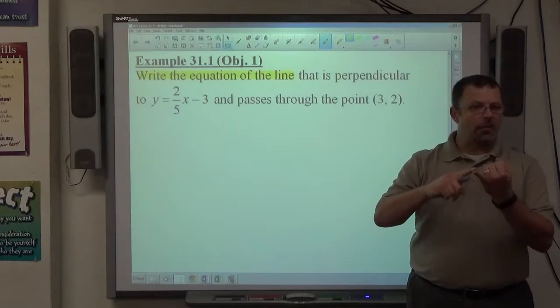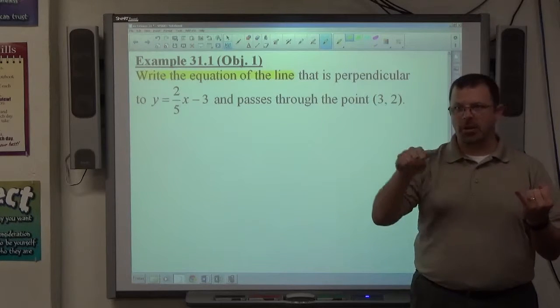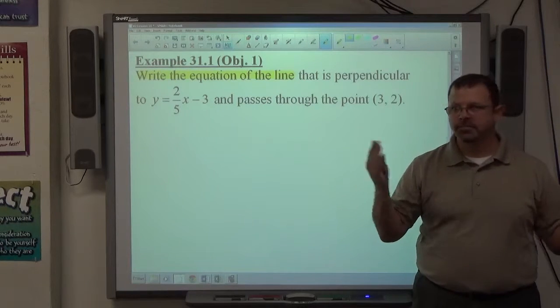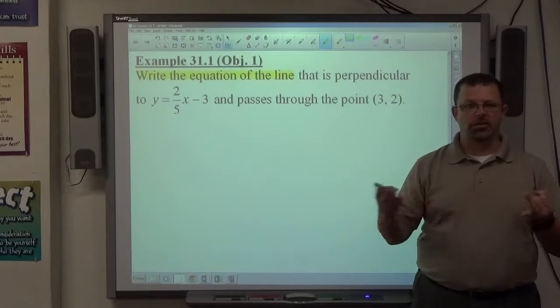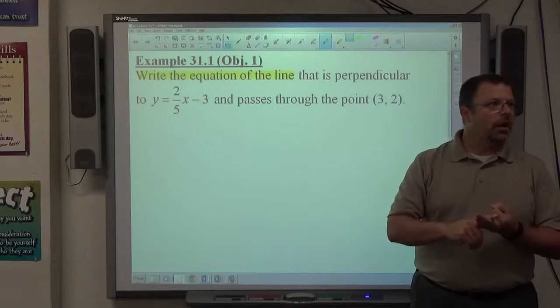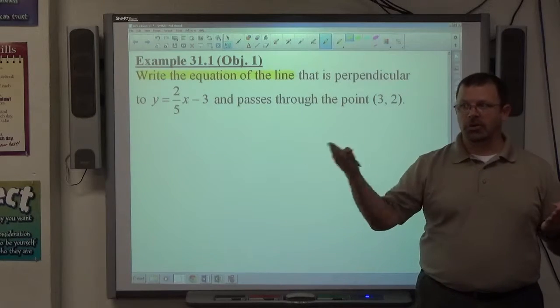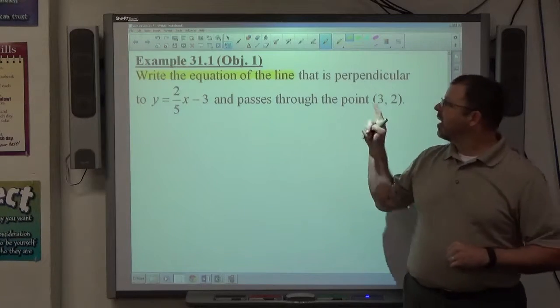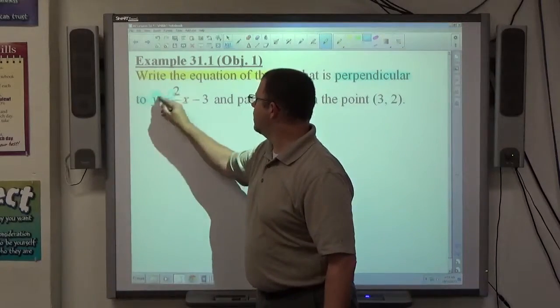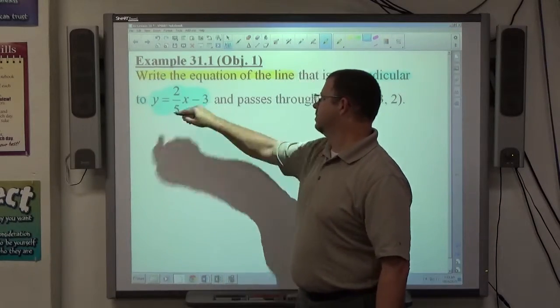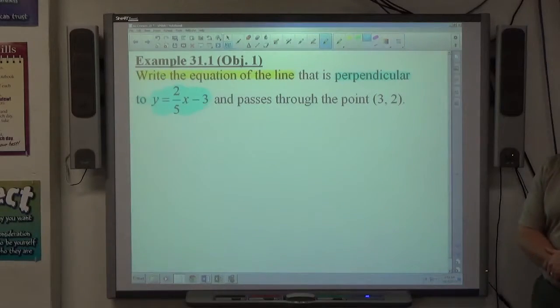So far we've had problems where they told us the slope, so we found slope by looking and saying, oh, the slope is 1/2. We've said it passes through 2 points, so I use the slope formula. It's parallel to a given line, so it's going to be the same slope. So I find the slope of the line, it's the same slope. Now it says it's perpendicular to a line. So it's perpendicular to 2/5 x minus 3.